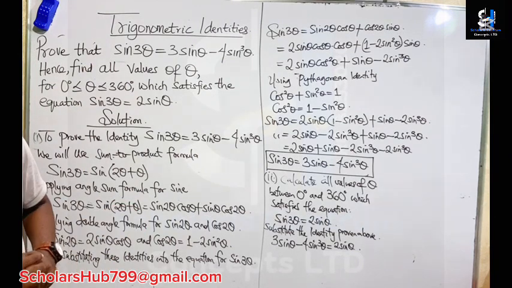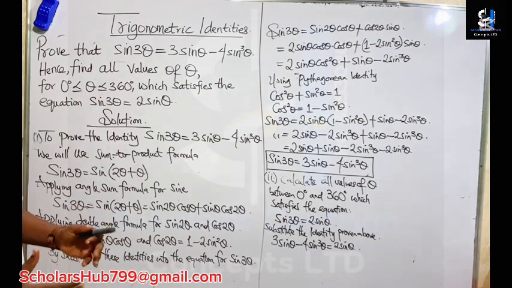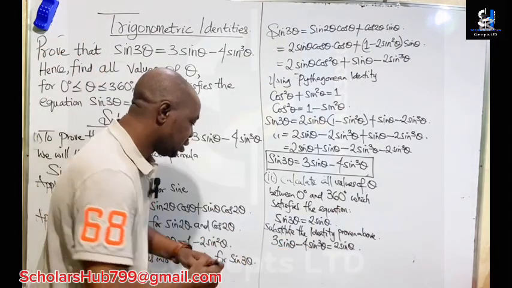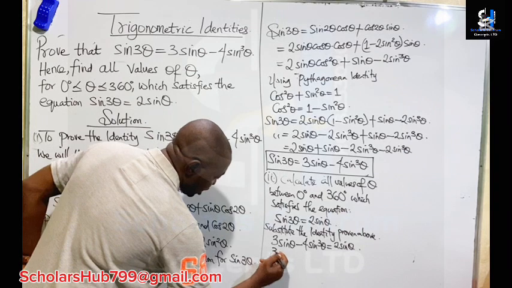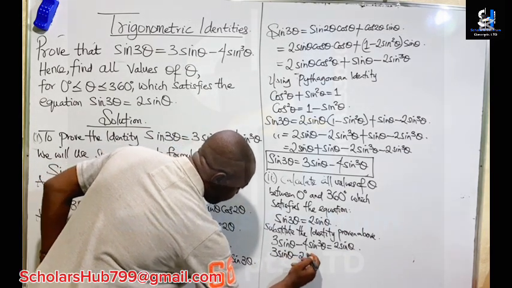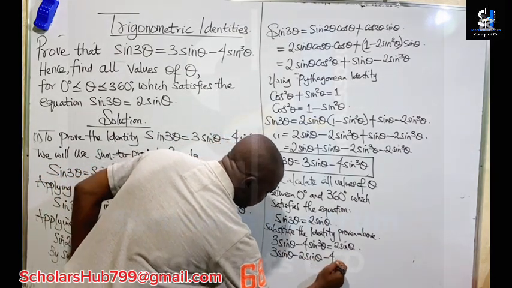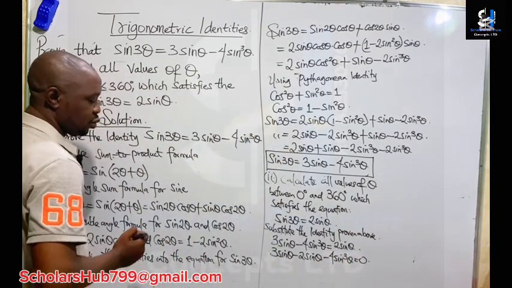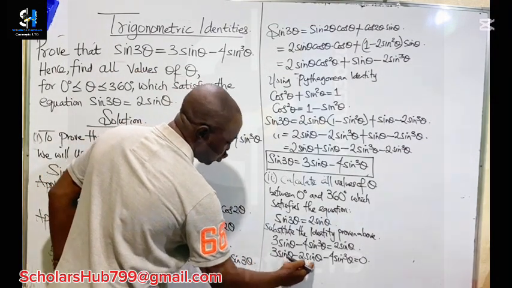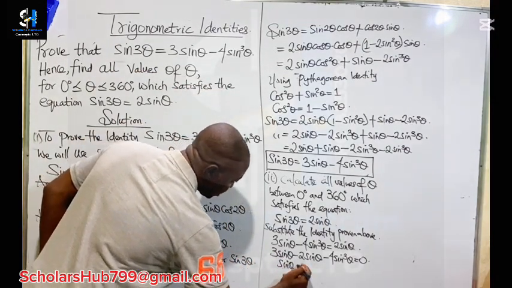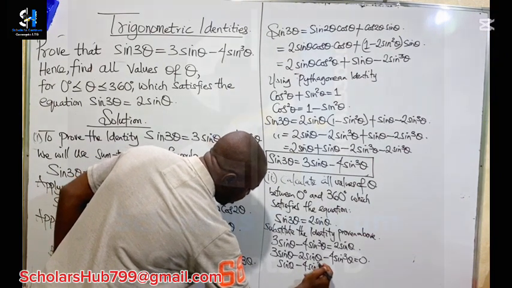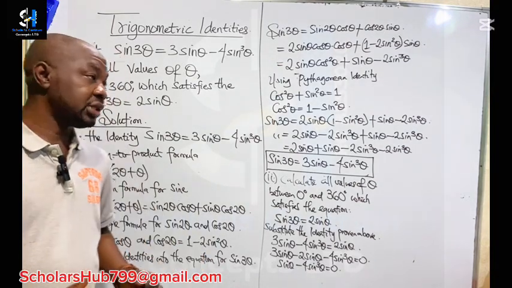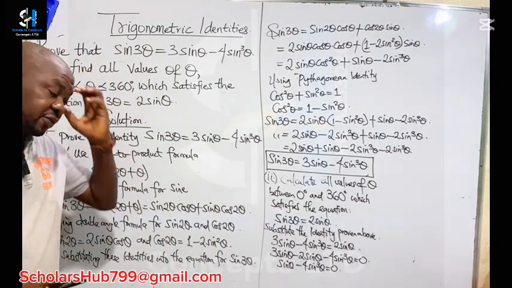Now we want to find all the values of theta. To be able to calculate all the values for theta, let's rearrange the equation. Let me move this to the left hand side. So this will be 3 sine theta minus 2 sine theta, then minus 4 sine cube theta, equals 0. So 3 sine theta minus 2 sine theta will be sine theta, then minus 4 sine cube theta equals 0. Now we can solve for sine theta. To solve for sine theta, this is very important.